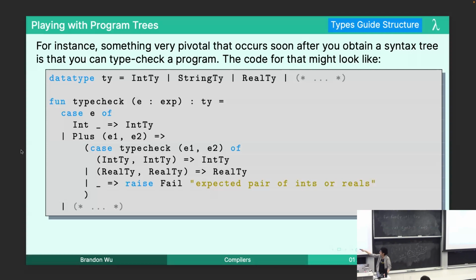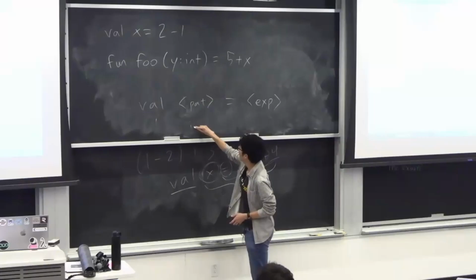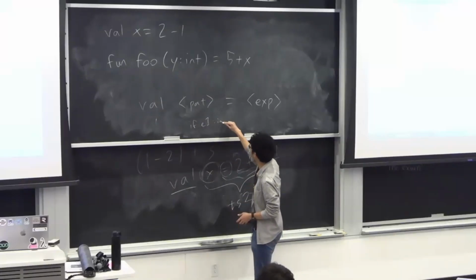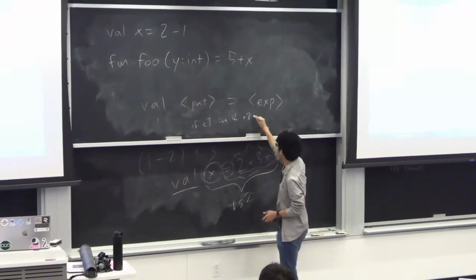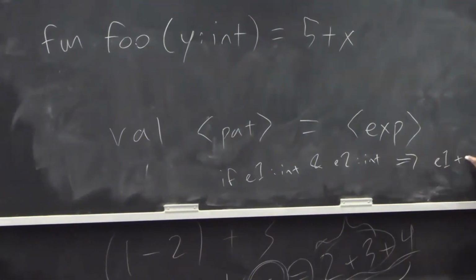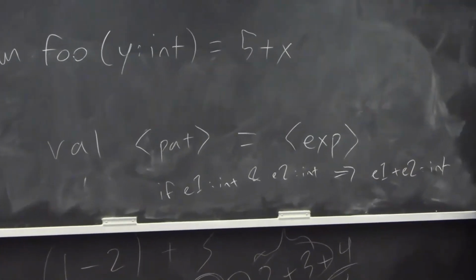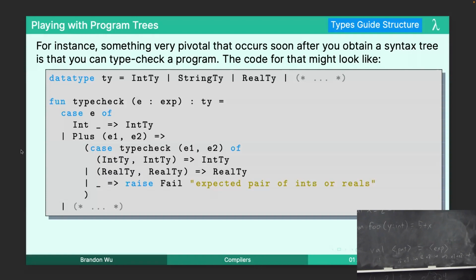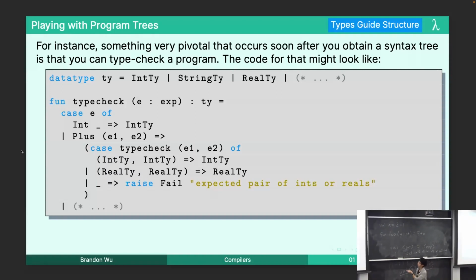But what's the type of plus of E1 and E2? What's that rule I gave you very early on in this course? I told you something like, if E1 is of type int and E2 is of type int, then E1 plus E2 is of type int. On the very first day, we did this. That's exactly what this is saying. If I type check E1 and E2 individually, and both of them give me int tie, then the type of my plus must also be an int.